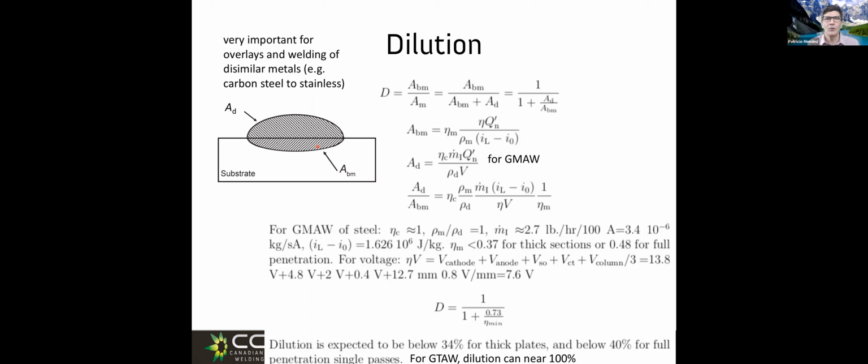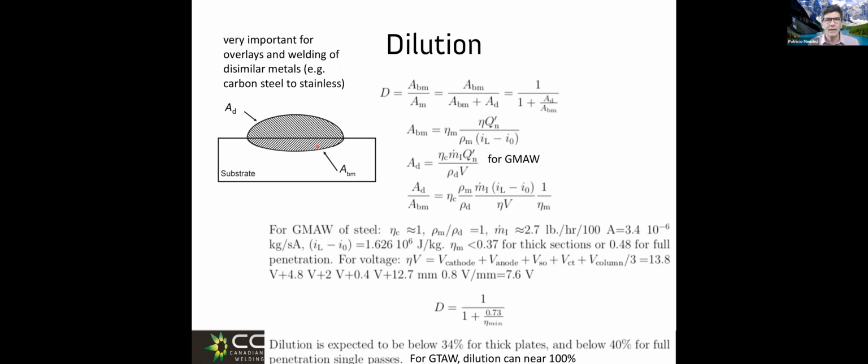But if I have a high dilution, we're not necessarily good. For example, in the case of overlays, I would be bringing in all this cheap carbon steel when I was paying for this very expensive overlay material. Not a good deal. You don't want to have high dilution.